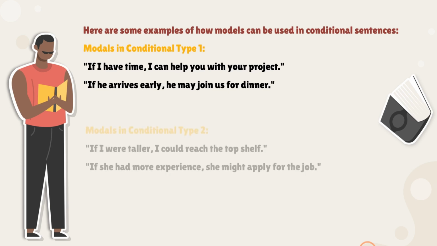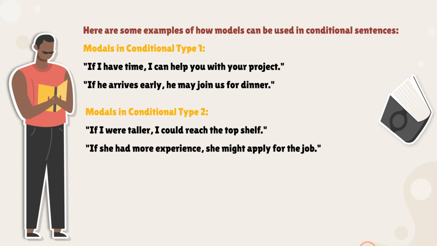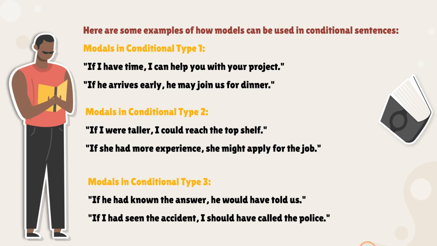Modals in conditional type 2. If I were taller, I could reach the top shelf. Or, if she had more experience, she might apply for the job. These examples express a hypothetical event in the present or future. Modals in conditional type 3. If he had known the answer, he would have told us. Or, if I had seen the accident, I should have called the police. These examples express hypothetical events in the past.